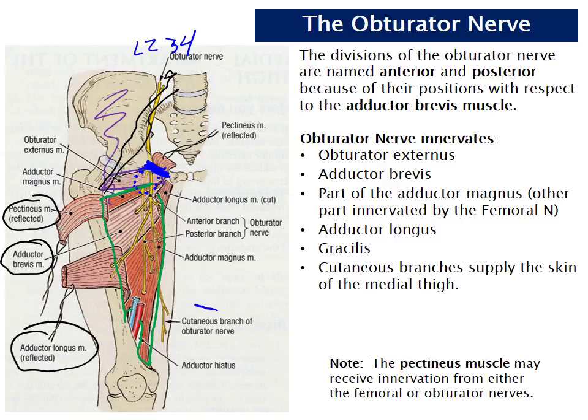And then, don't forget the cutaneous innervation. You're going to have some sensory up in this area. So this medial thigh will be served by the cutaneous branch. So if you were to have a lesion of L2, 3, or 4, you might have a decreased sensation in that area.